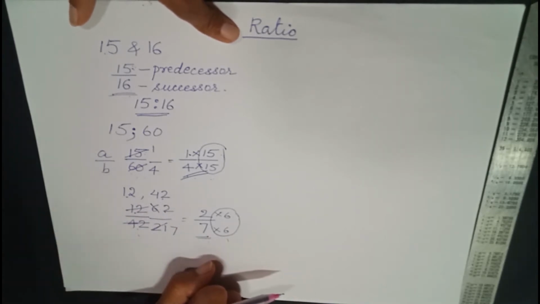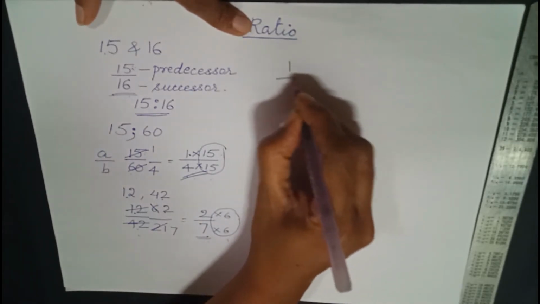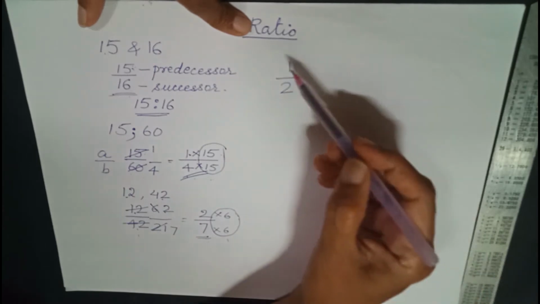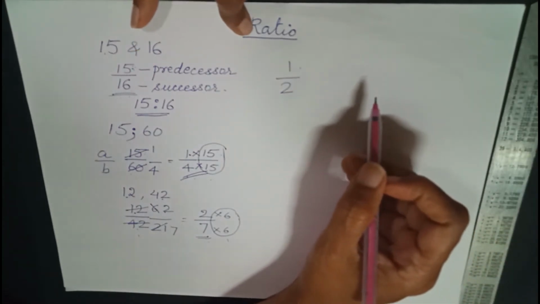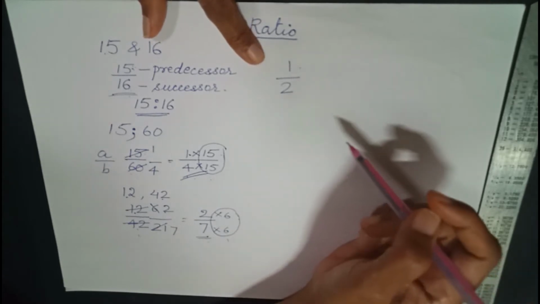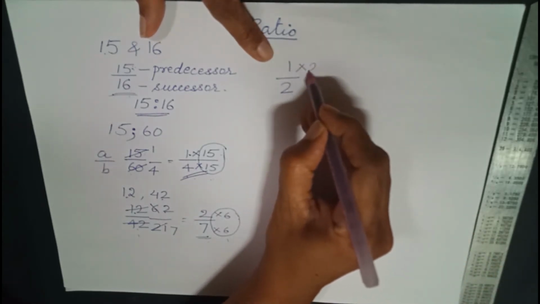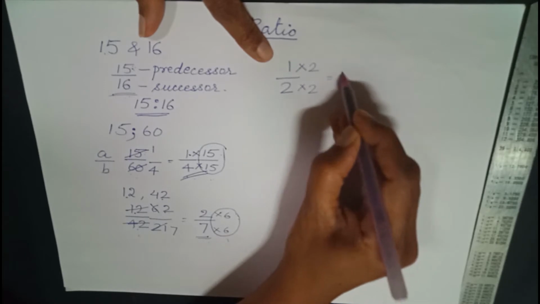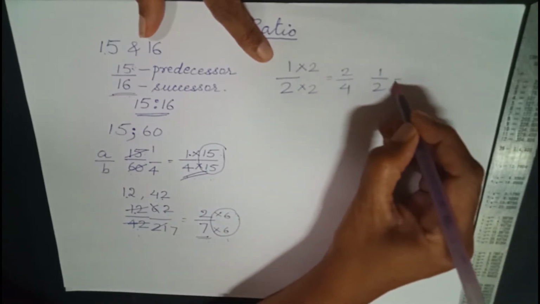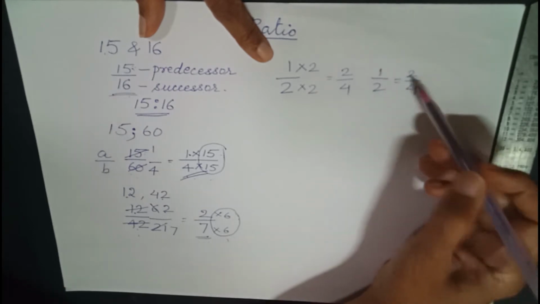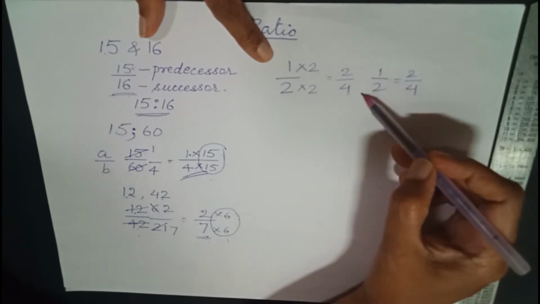Right? The next property of ratio is that if you multiply the numerator and the denominator by the same number, the value of the ratio doesn't change. Let us say I have a ratio 1:2. If I multiply this by 2 on both sides, it will become 2 upon 4. So 1 upon 2 is equal to 2 upon 4. You can see when I reduce this, again I will get 1 upon 2.